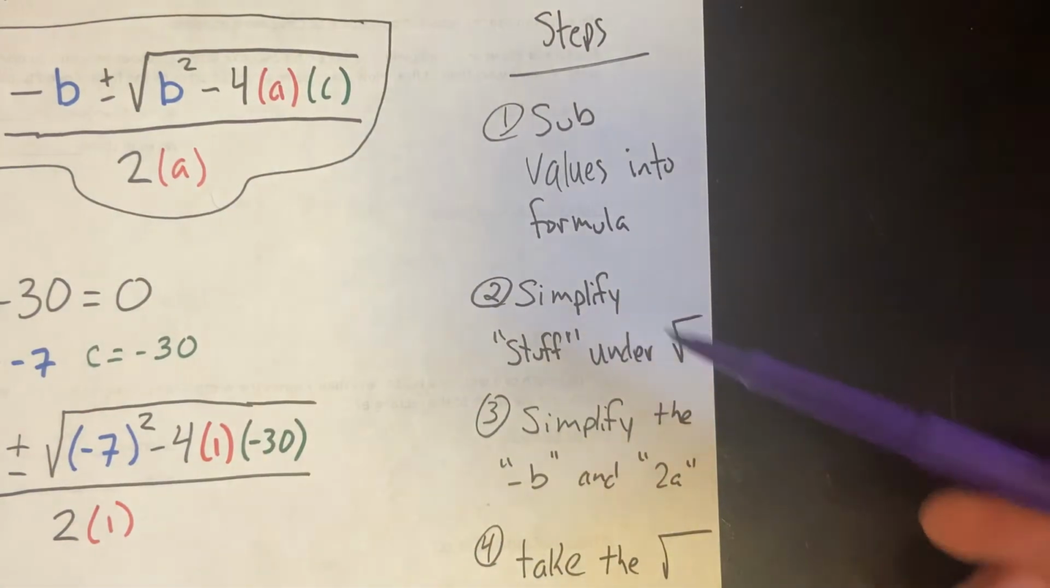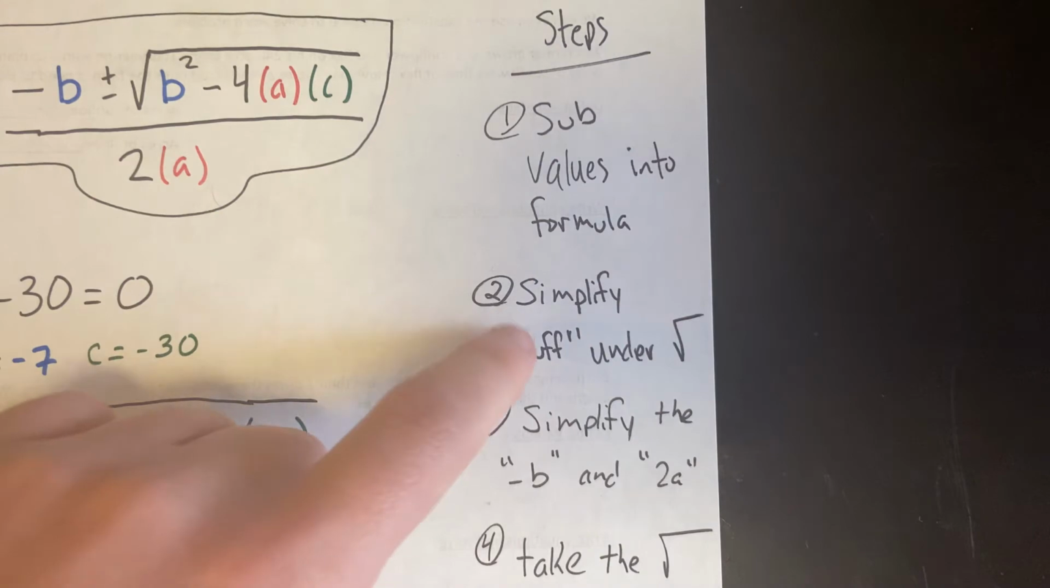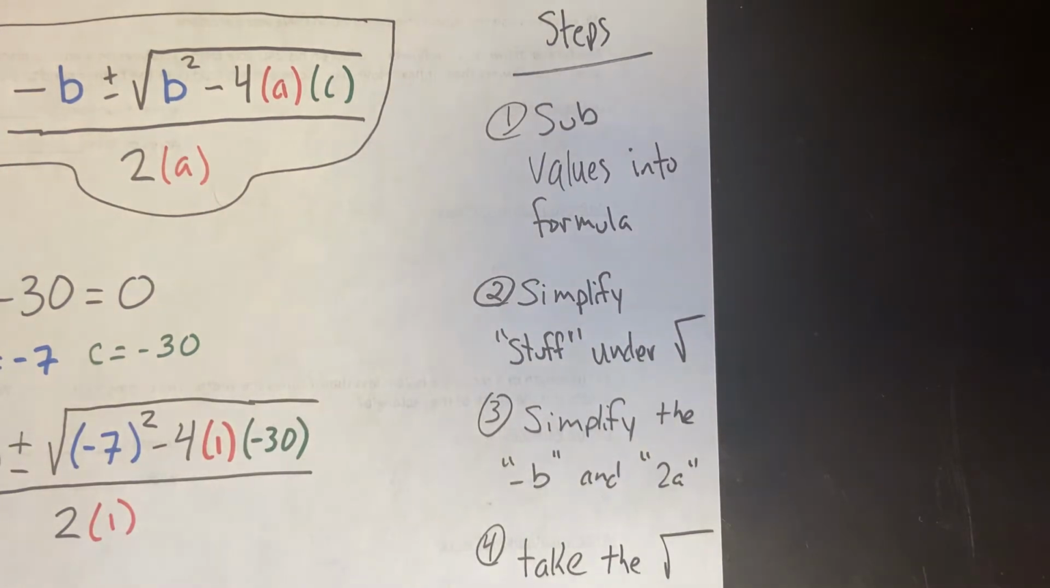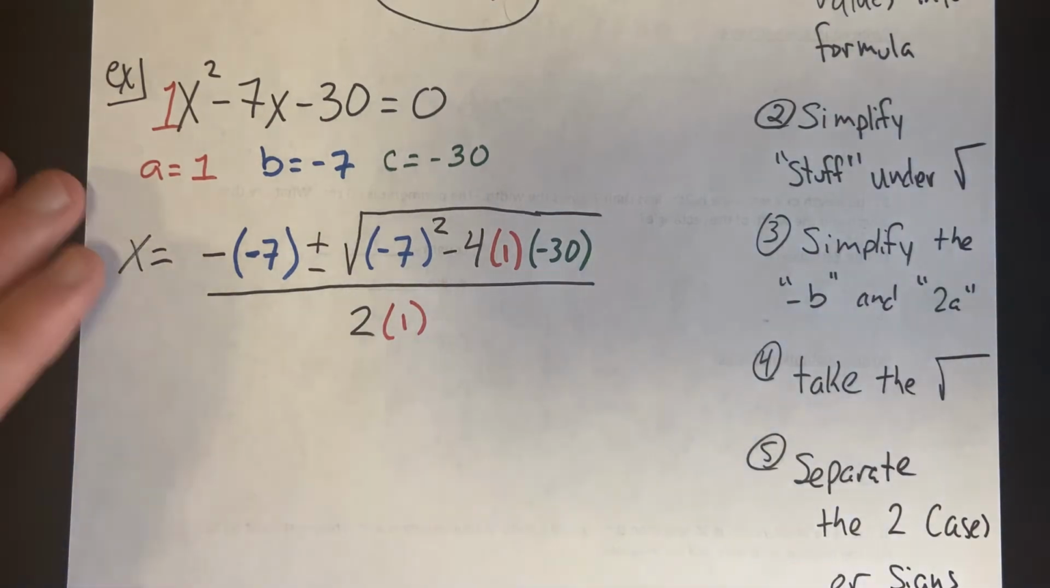Okay, so now that we got the numbers situated into our formula, step 2 over here on the right, I wrote: simplify the stuff underneath the radical. Okay, so we've got this big formula here, and it can be a little bit intimidating, but I'm going to break it down piece by piece so it doesn't look as gigantic anymore, okay? So the first thing we're going to do once we've got all of our numbers into the formula is simplify all of that stuff underneath the radical.